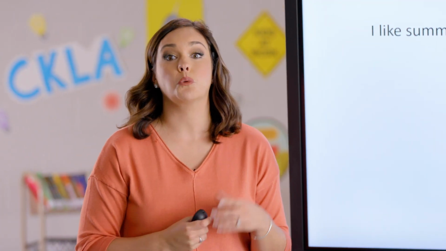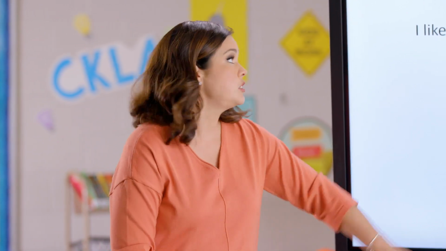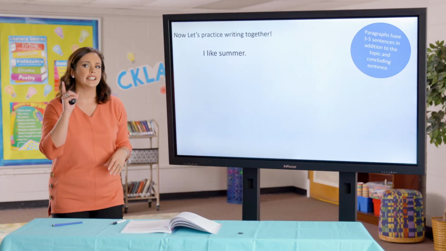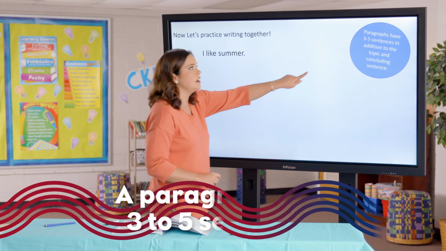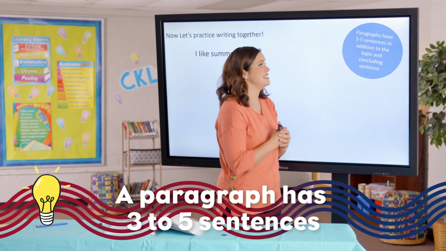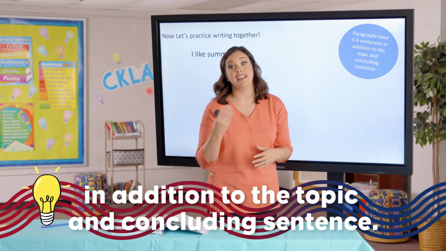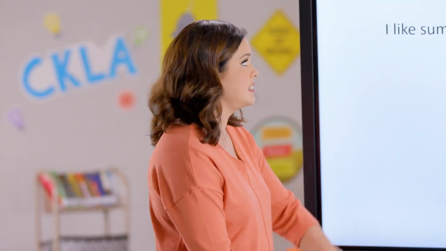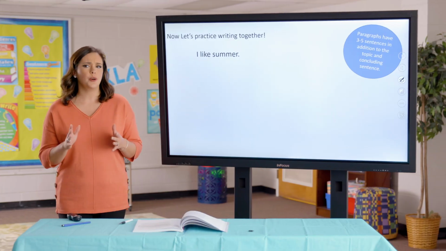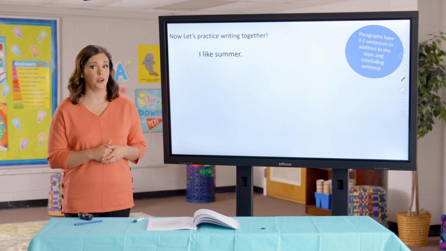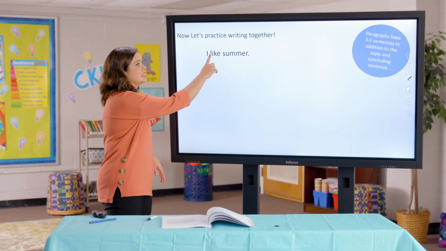Today we're going to practice writing a paragraph together. We've already been given the topic sentence, which is, I like summer. It's important to remember that a paragraph has 3 to 5 sentences in addition to the topic and the concluding sentence. So we're going to work together to create 3 details that support the topic sentence, I like summer. So go ahead and get that piece of paper that we talked about earlier and write down our topic sentence, I like summer. When you're ready, press play and we'll continue.